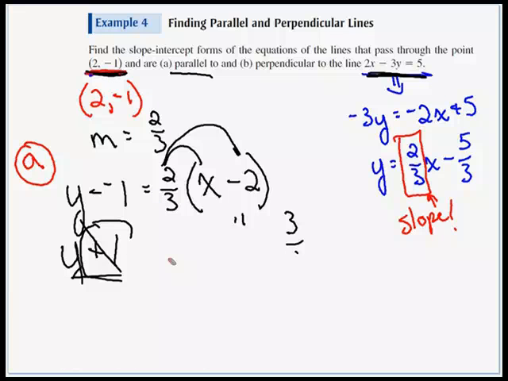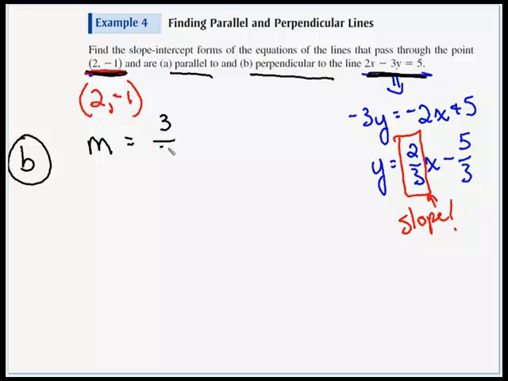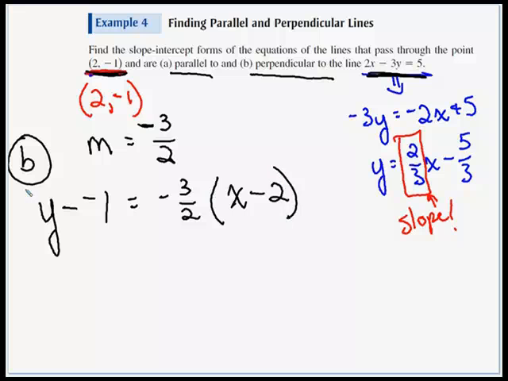Let's do part B now. Part B says they want a perpendicular slope. So B. We want to be perpendicular to this line. So here, if this slope is 2/3 and it's positive, the slope of our perpendicular line will be 3/2 and it will be negative. And we're going to use this same point. So y minus negative 1 equals m, negative 3/2, times x minus this x value 2. So it's exactly the same as the last problem, but now the slope is different.